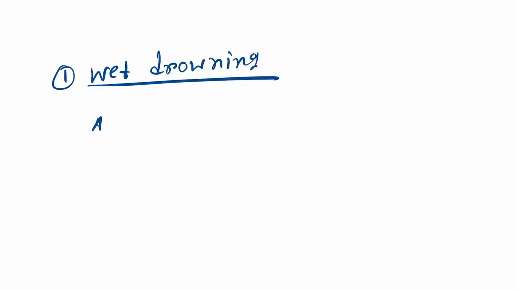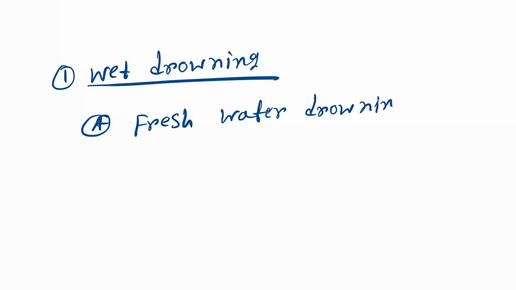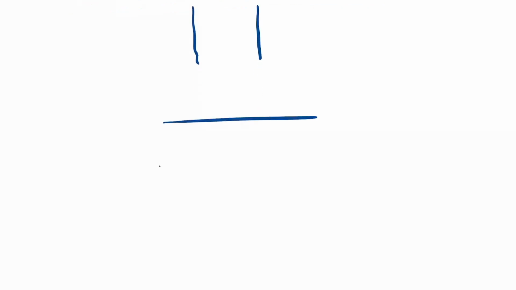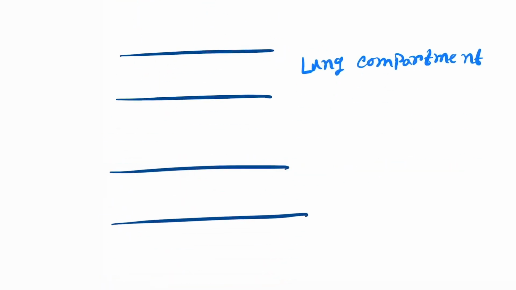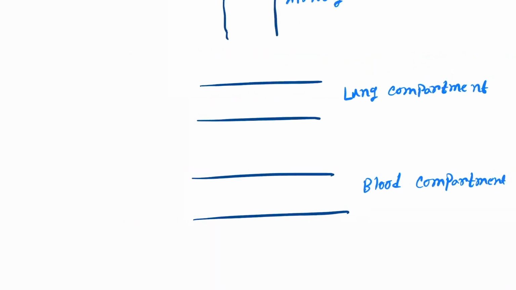So first, come to the wet drowning, and under wet drowning we'll discuss the freshwater drowning. So let's take, this is the airway, then this is the lung compartment, and then this is the blood compartment.